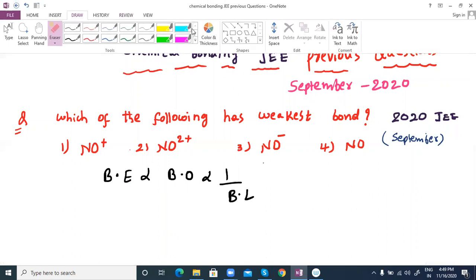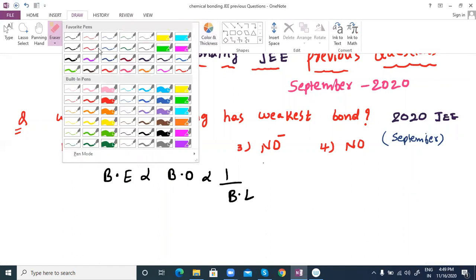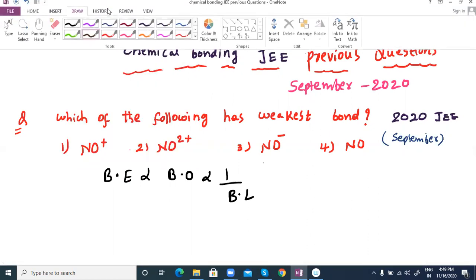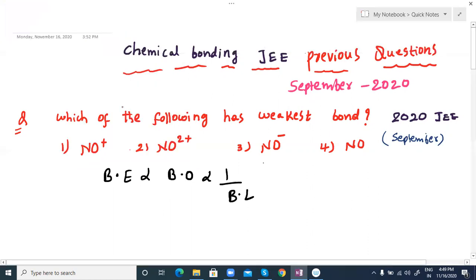We have the MOT electronic configurations: up to 14 electrons one way, after 14 electrons we have different electronic configurations. You can write like sigma 1s2, sigma star 1s2, and so on. Then after writing, you calculate the number of bonding electrons minus the number of anti-bonding electrons, divided by 2. That's nothing but the bond order. So by using this, you can calculate. You have to write the electronic configuration four times, then you can find out. This is the regular way.